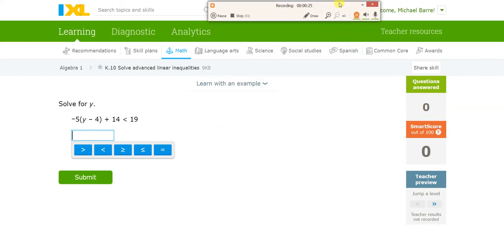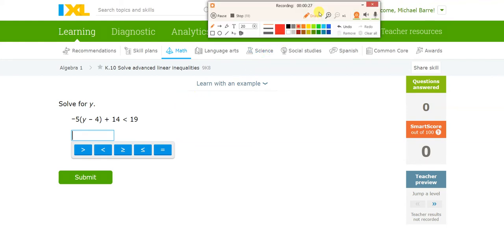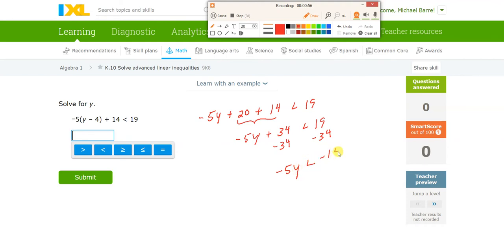Here we go. So I'm going to start with a distribution step. So that's going to give me negative 5y plus 20 plus 14 is less than 19. I'm going to combine these terms. Negative 5y plus 34 is less than 19. And now I have a two-step equation. So I'll solve the two-step equation. Minus 34 gives me negative 5y is less than negative 15.